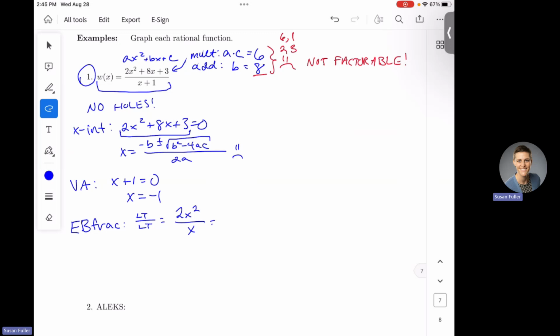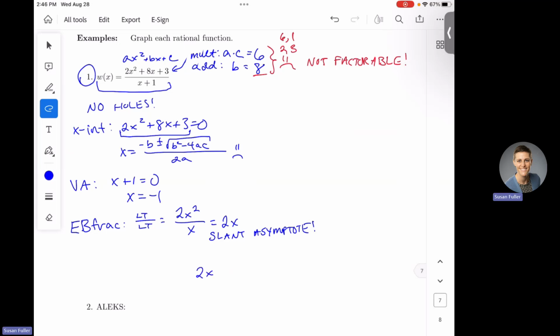Let's simplify this. 2x squared over x simplifies to 2x, which means at the ends of my graph, my function looks like y equals 2x. That's a slanted line, which means this thing has a slant asymptote. Okay, so I have a slant asymptote. Do you remember how we find slant asymptotes? That's right, we're going to get to do polynomial long division.